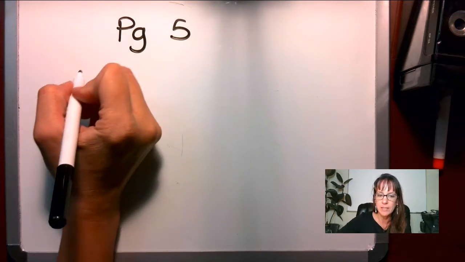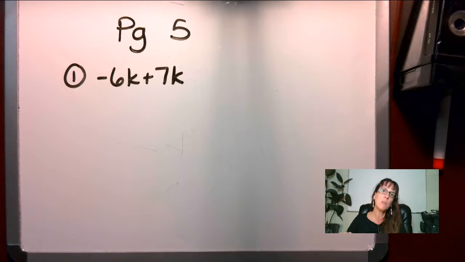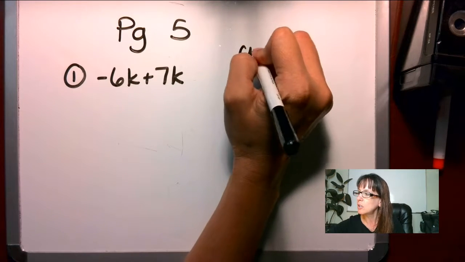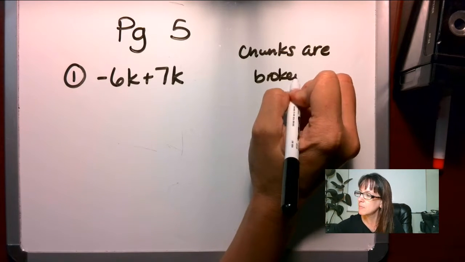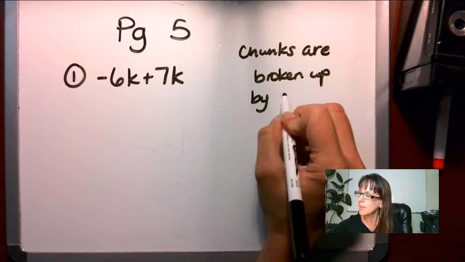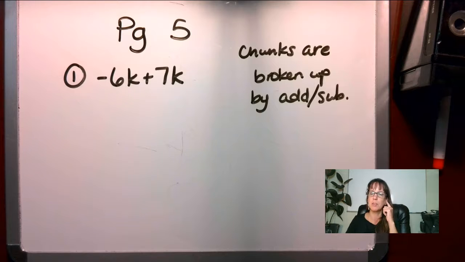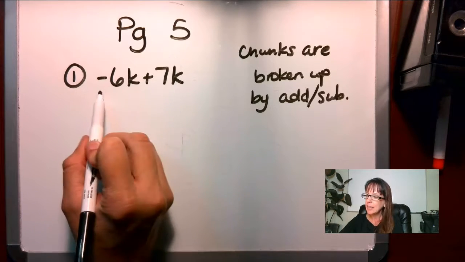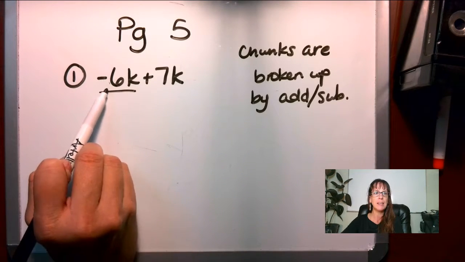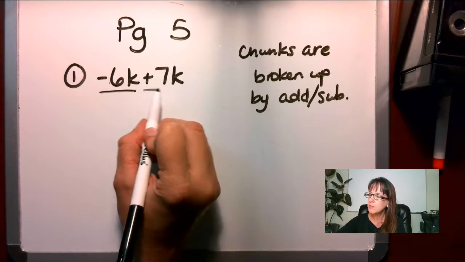All right, number 1 says negative 6k plus 7k. First thing I want you to write down is chunks are broken up by addition and subtraction. Okay, also the equal sign, but you won't see that because we're doing expressions, not equations right now. So we have 2 chunks here because they're broken up by addition and subtraction. We got this chunk right here, and notice that I'm underlining that sign that comes before it. That's really important. We also have this chunk here.